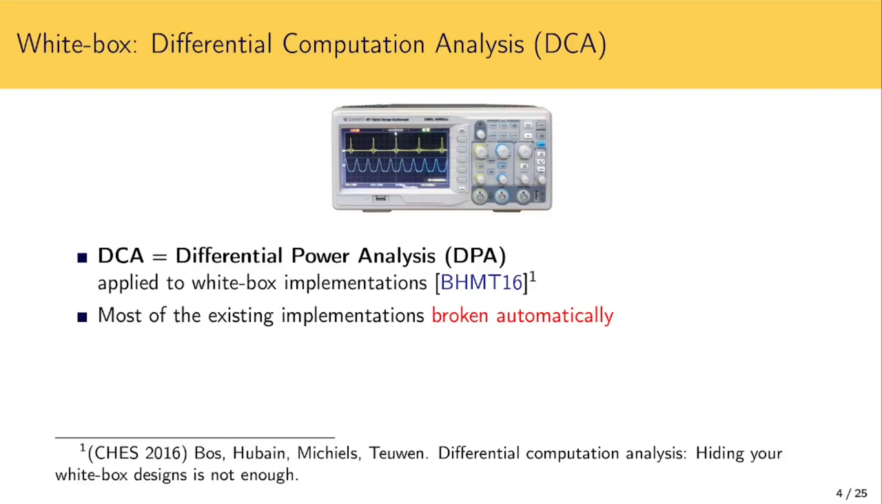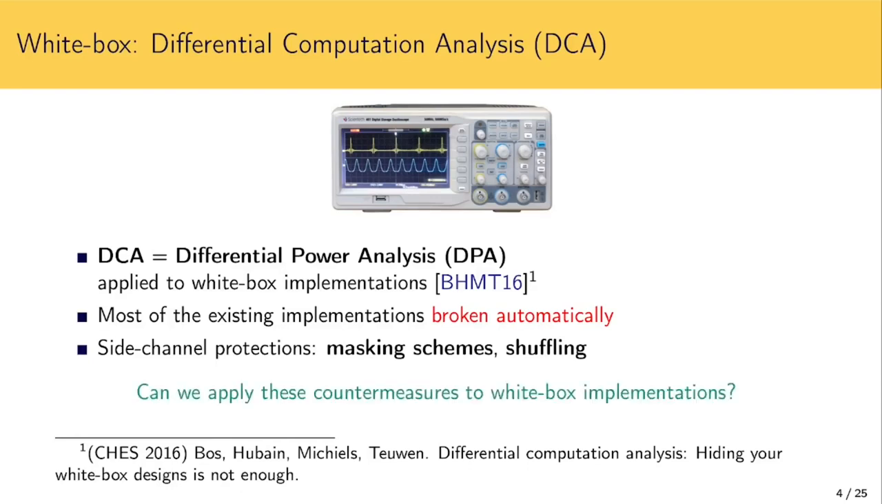This feels wrong, and it is natural to try to apply classic gray box countermeasures to strengthen white box implementations. And the most popular and efficient protections against power analysis attacks are masking and shuffling. What happens if we apply them to the white box setting?